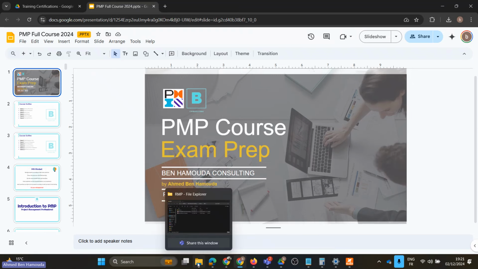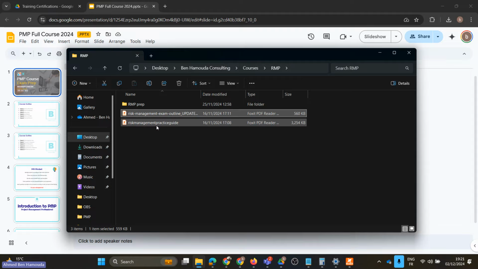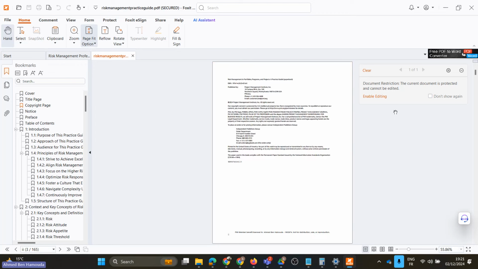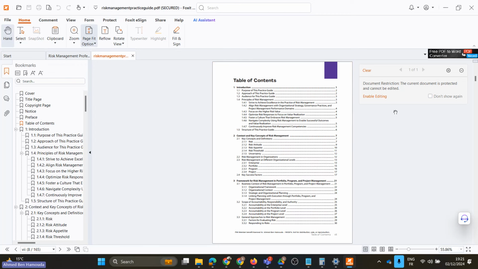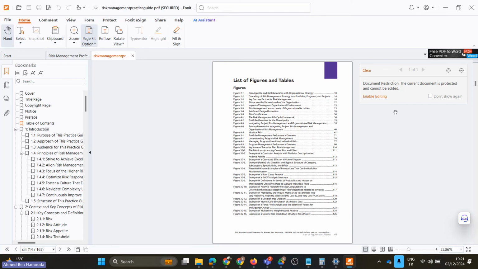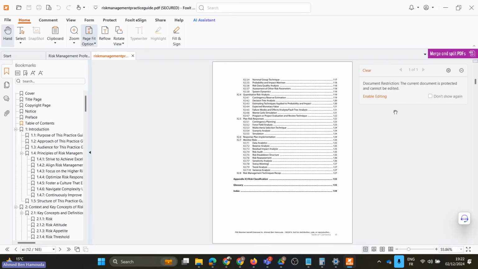Okay, and also we will go through the risk management guide, which was released this year, in 2024. We will not go through all of it. I will just go through the table of contents, because a big part of this risk management guide we're going to see in session 2, and then finally in session 3 we will do practice tests.